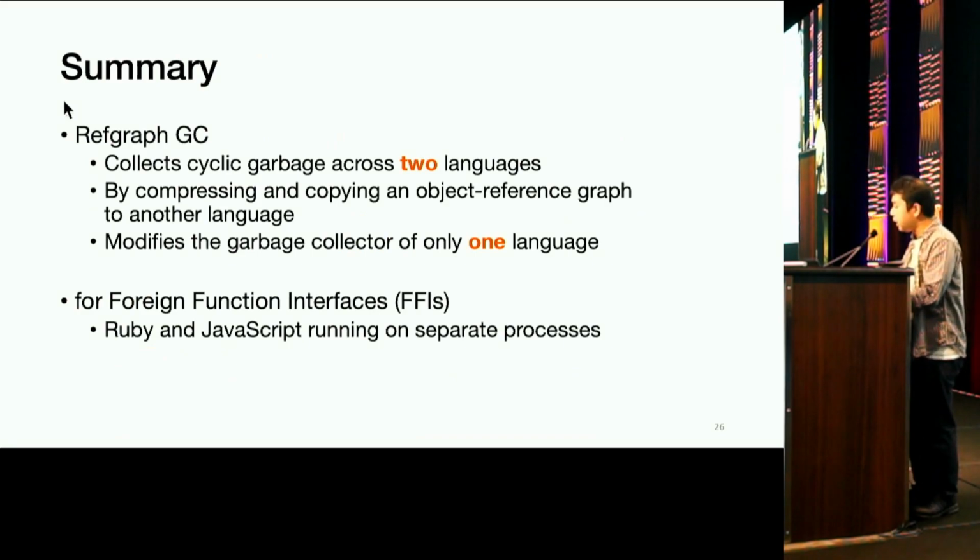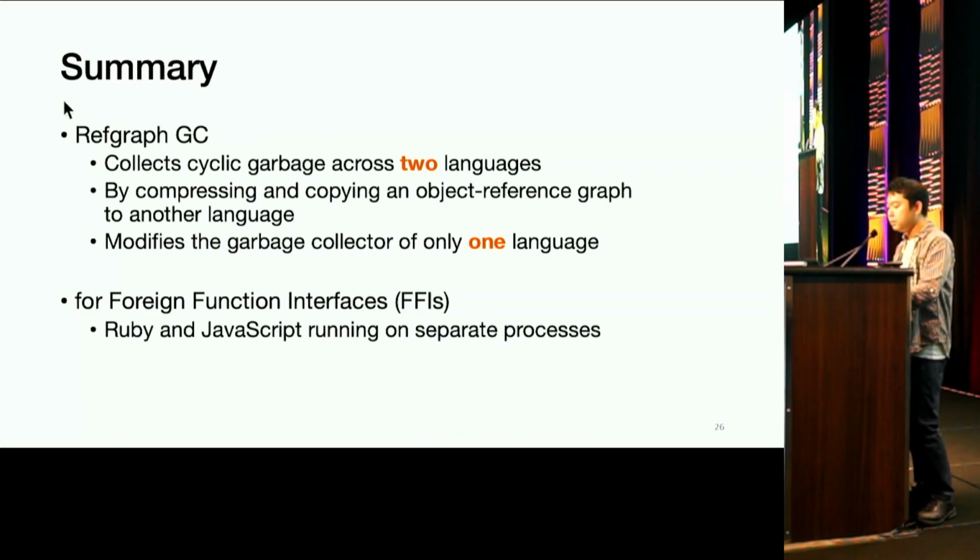So this is the summary. We proposed Refgraph GC for collecting cyclic garbage across two languages. It is done by compressing and copying an object reference graph to another language. We did not modify both garbage collectors to implement Refgraph GC. We modified only one garbage collector, Ruby's one. Our target was foreign function interfaces. In our setting, two languages are running on separate processes. So that's all. Thank you for listening.